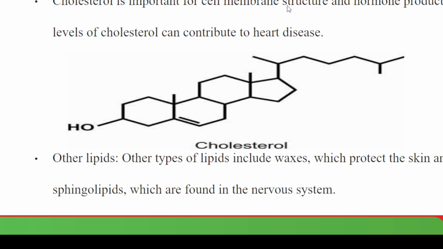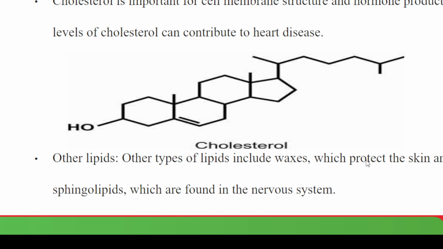It is important for cell membrane structure and hormone production, but high levels of cholesterol can contribute to heart diseases. That has been talked about, I think, in this course module more frequently in the previous lecture, and we'll get to understand later on how this cholesterol is involved in atherosclerosis and also heart diseases. Now, looking into this structure of cholesterol right here, we have also other kinds of lipids which include waxes. You see the waxes that come in your ear.